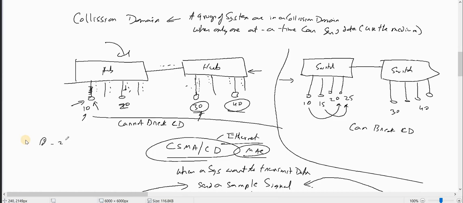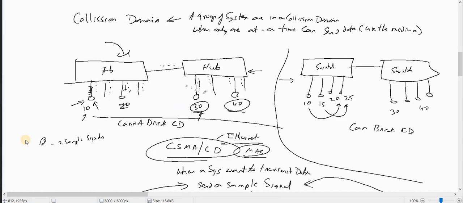First, two sample signals can collide. 10 also wants to send the data, 30 also wants to send the data, so both will send sample signals, and both sample signals can collide. Now when both sample signals collide, who will face the echo disturbance? The answer is surprising. No one.